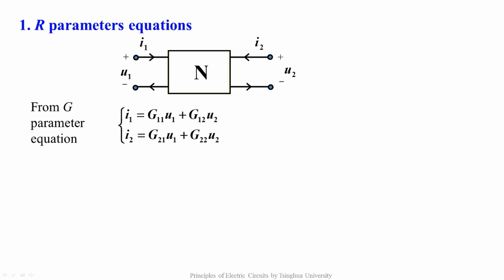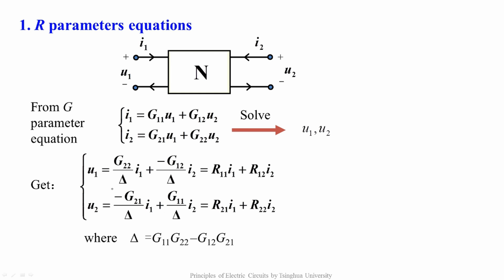We can solve U1 and U2 from these equations, and this is the result. In fact, these coefficients are the R parameters that we want. We can mark them as R11, R12, R21, and R22. The delta equals G11 times G22 minus G12 times G21, which is the determinant of the G matrix.